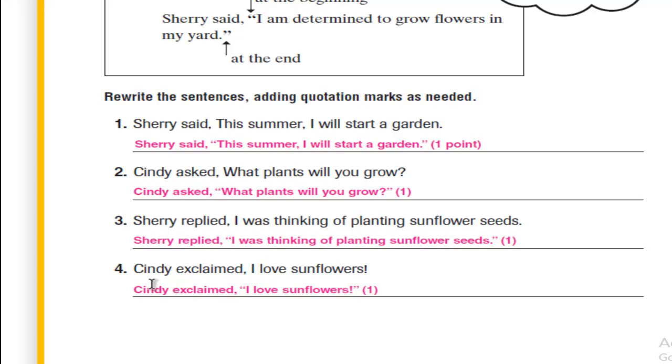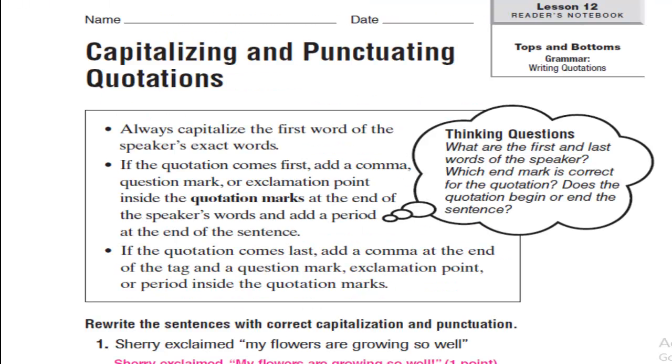Number 4. Cindy exclaimed, "I love sunflowers." Okay, Cindy exclaimed, so she said that I love sunflowers. These are the words of Cindy. You have to put them between quotation marks, just to focus on her words. And don't add a comma to separate the quote from the rest.